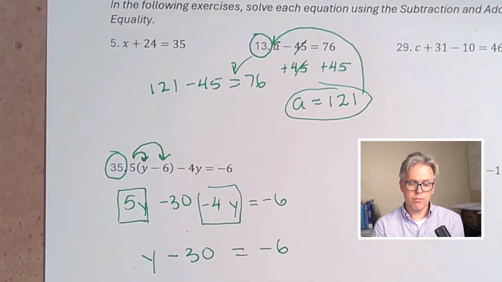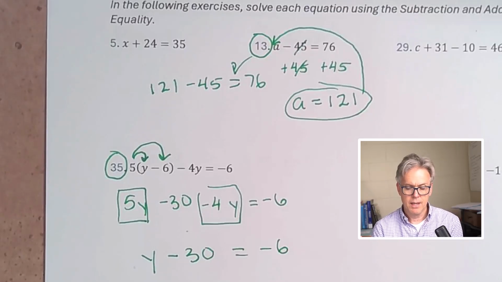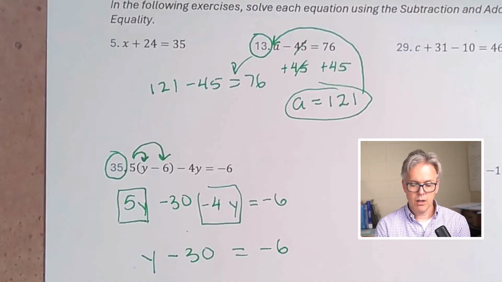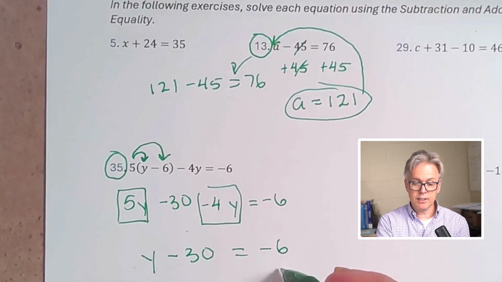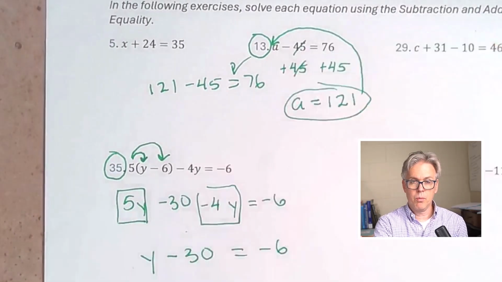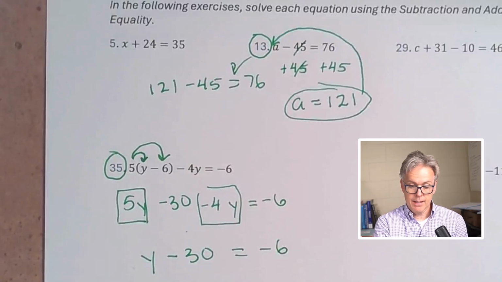Now, if you needed to, you could have written those like terms side by side. Sometimes it makes it easier, as I mentioned in class. Completely up to you. Okay, now I've got y minus 30 equals negative 6. This is pretty similar in form to the one we did up here at number 13. And I'm going to solve it similarly.